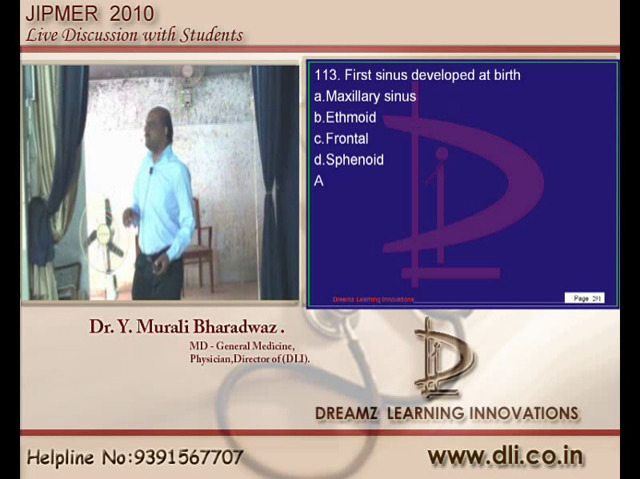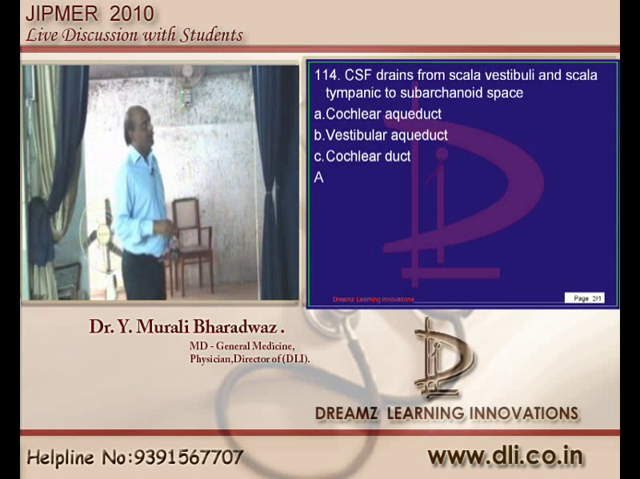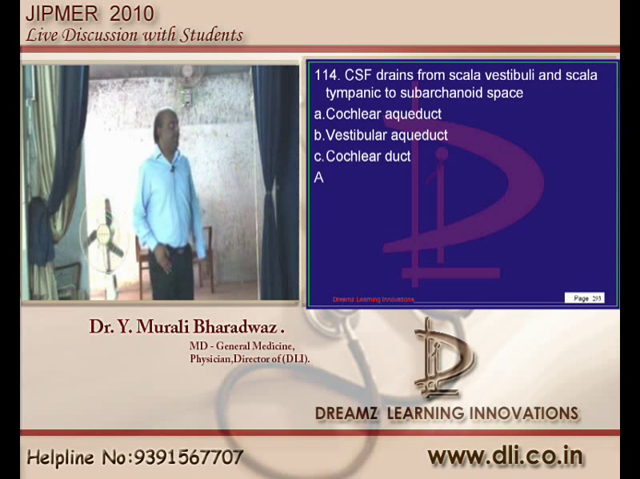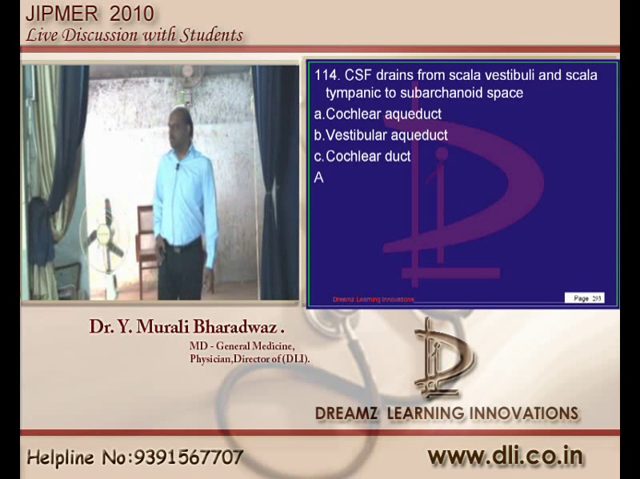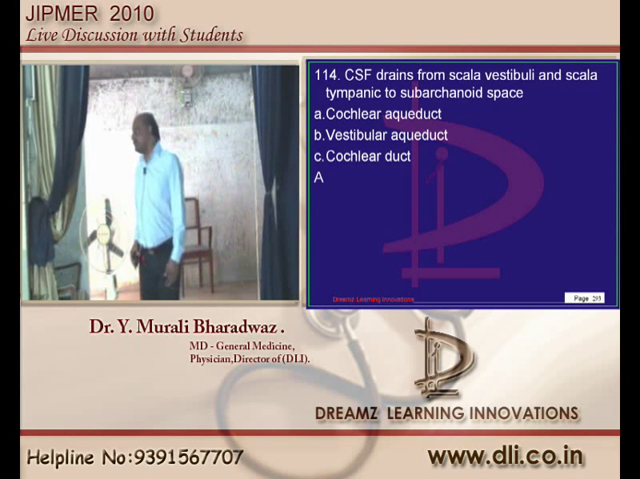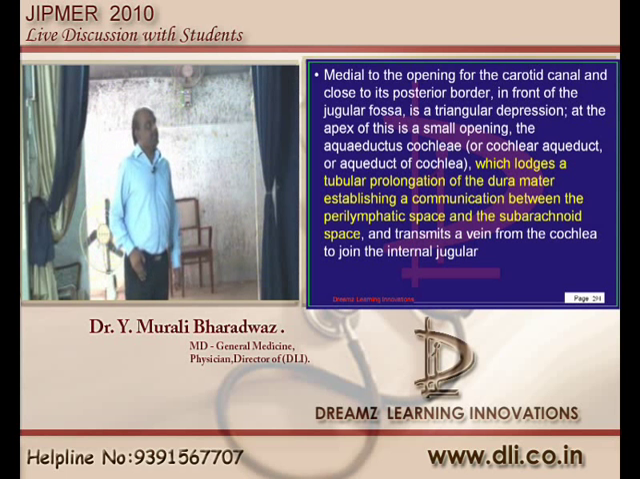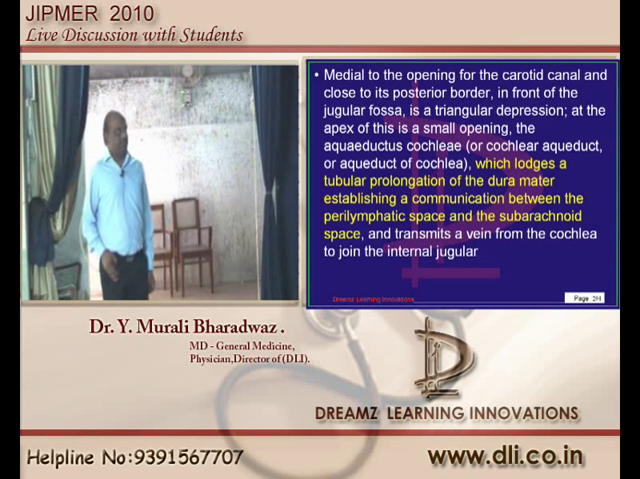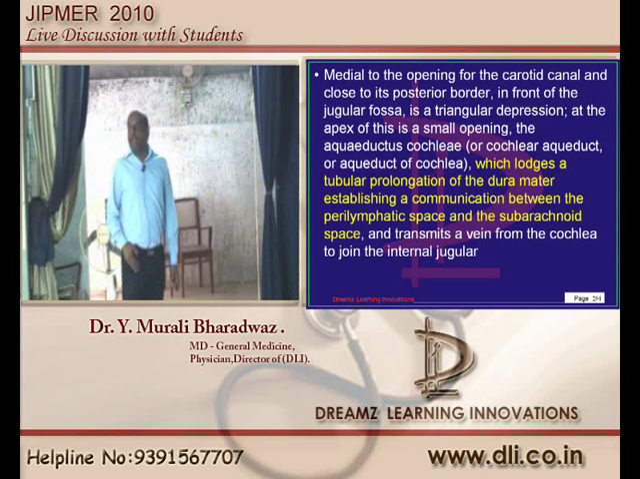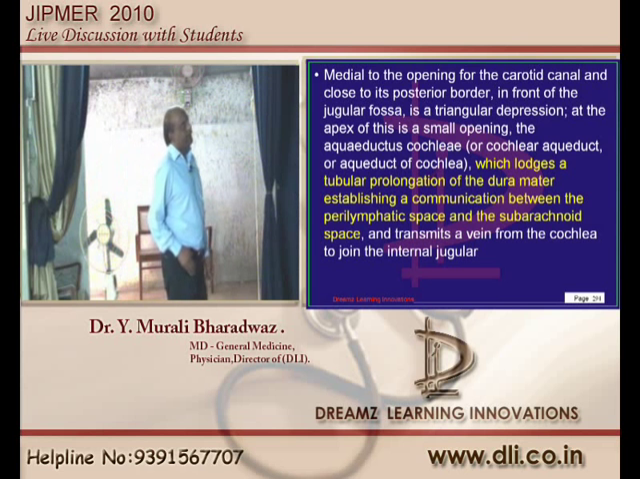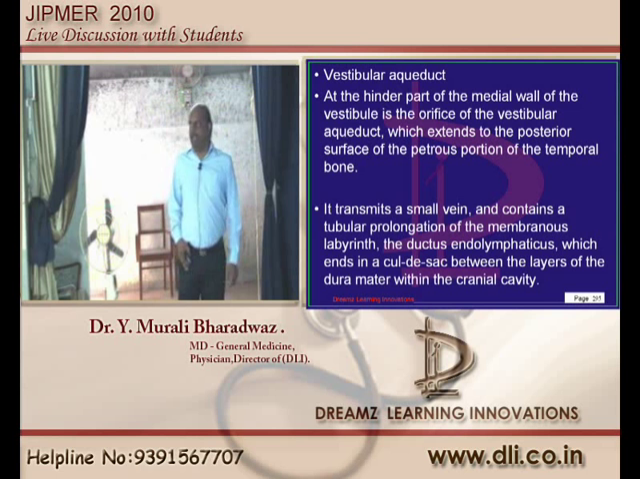Out of all, the maxillary sinus, which is the first sinus to develop, is what needs to be remembered. This is a good question. How does the CSF from the scala vestibuli and scala tympani drain into the subarachnoid space? We struggle in exams between the cochlear versus vestibular aqueduct, very common. So we should know that it is the cochlear aqueduct, which leads to a tubular prolongation of the dura mater and establishes a space which communicates the perilymphatic space with that of the subarachnoid space, is what needs to be remembered. What is the vestibular aqueduct? I leave it in the literature for you to review.